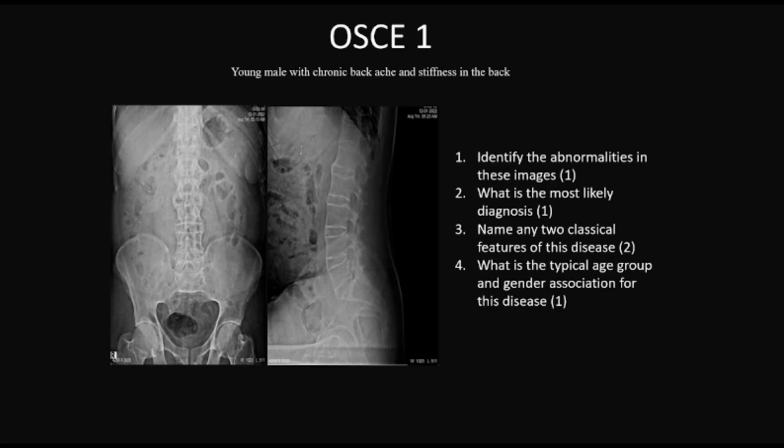So this is the first question. There is a young male with chronic backache and stiffness in the back. So this is AP and lateral thoracolumbar spine x-rays. I will give you a minute to identify what are the findings in this x-ray and come to a conclusion.